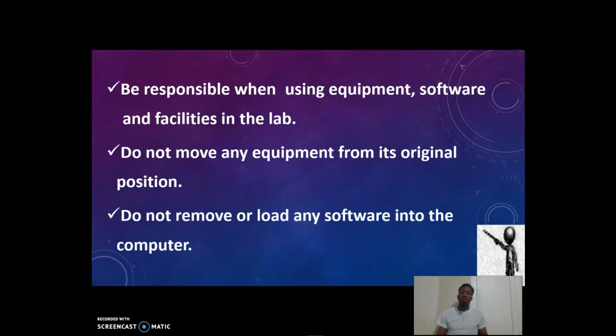The next thing, do not remove or load any software into the computer. Yes, you are using the computer in the computer lab and you want to play a game. Don't just load your game application and start playing. No, game applications always come with other external software, other external applications that can harm the computer. So don't use the lab computers for your personal use. Alright?